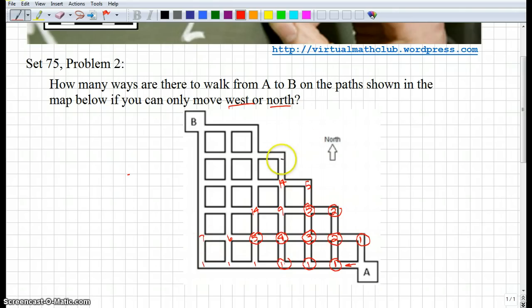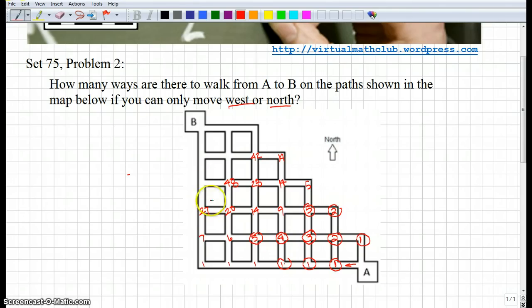Alright, let's keep doing this. This one's 14. This one is 14 plus 14, which is 28, so 28 ways to get there. 6 and 14 is 20, so 20 ways to get here. This intersection, there's 28 ways to get here, 14 ways to get here, so we have a total of 42. 20 ways to get here, 28 ways to get here, so we have a total of 48. 20 ways to get here, 7 ways to get here, so here we have 27 ways.